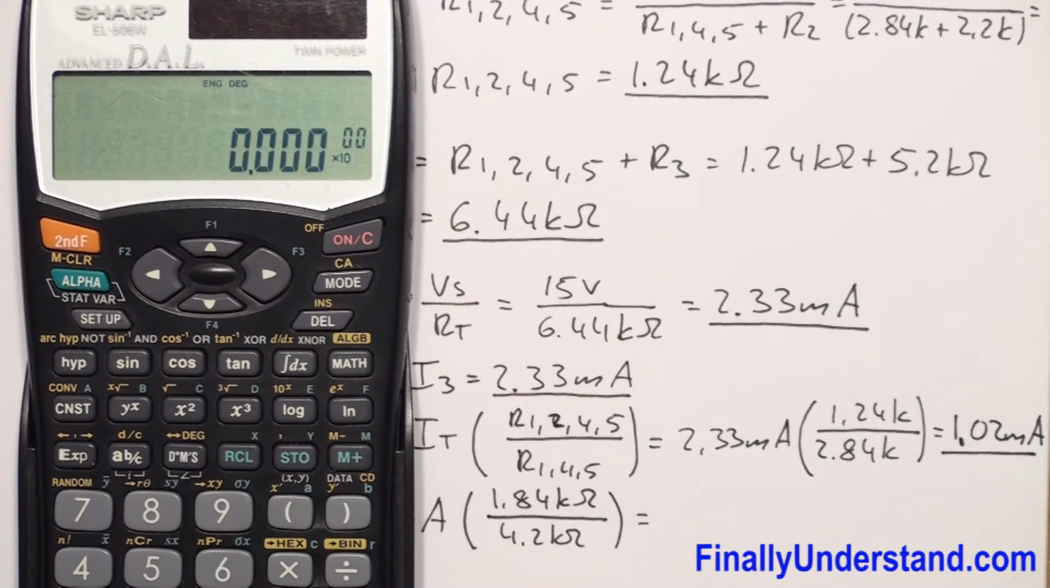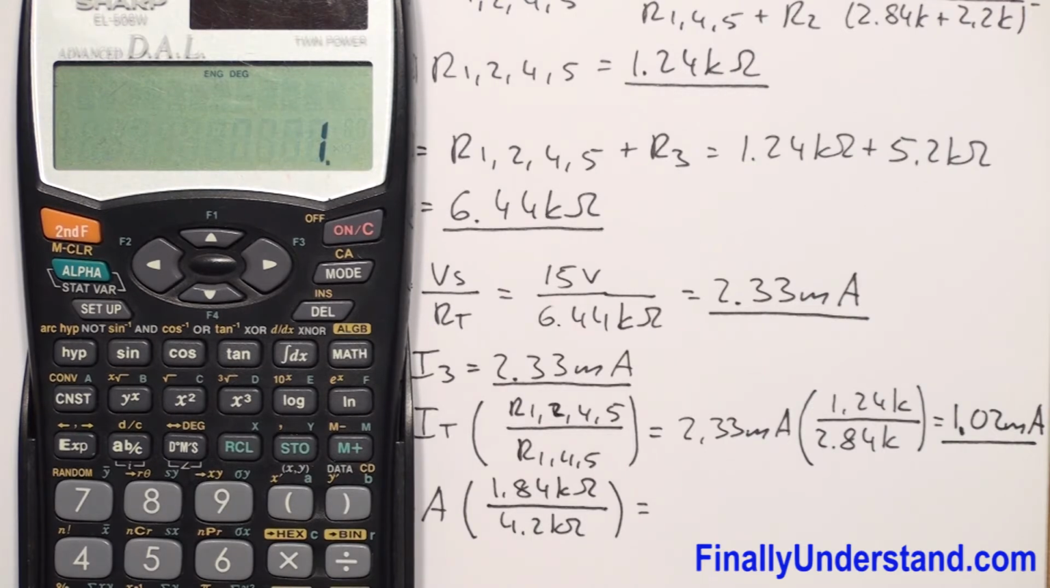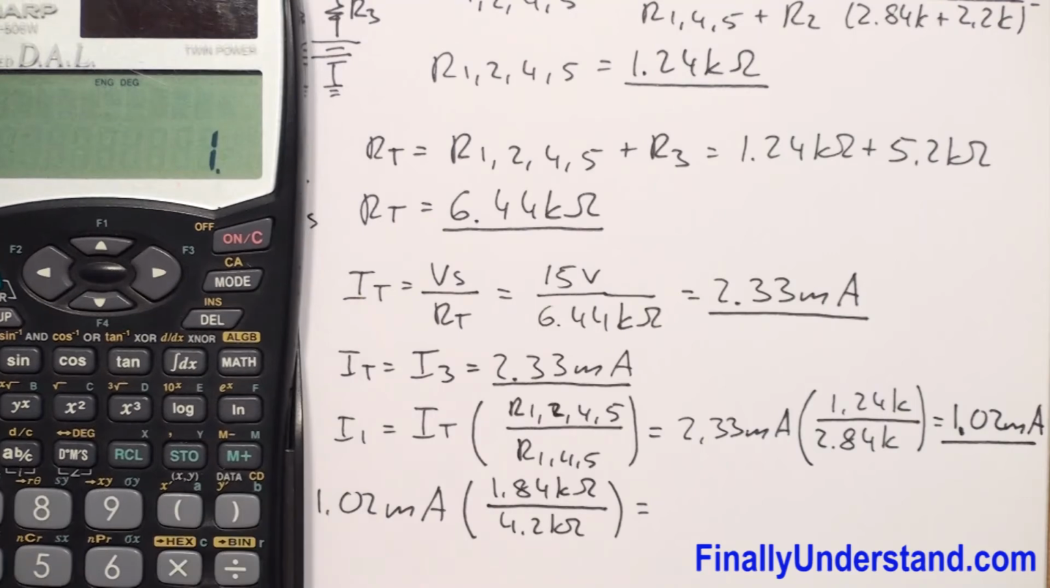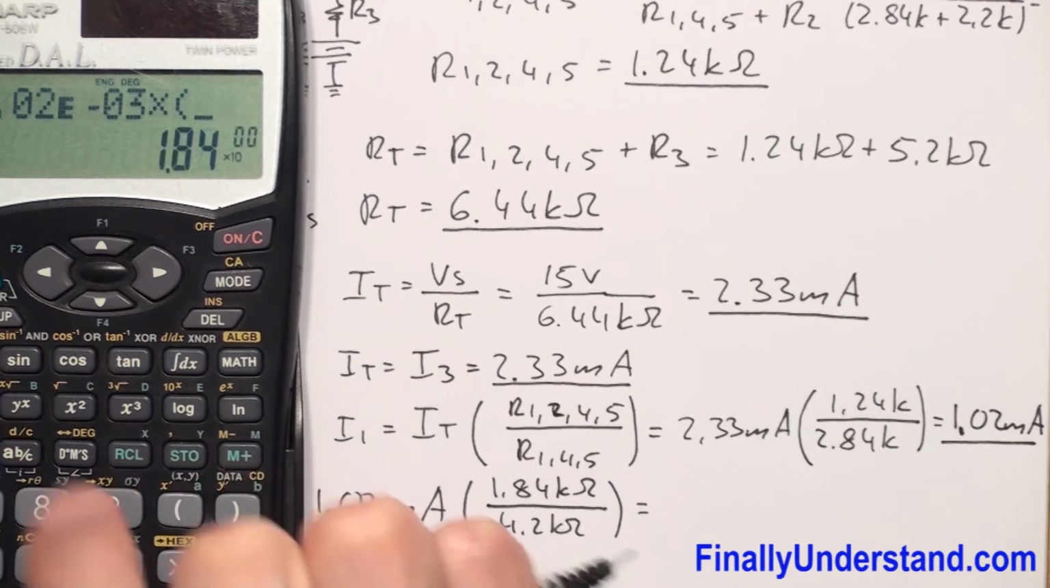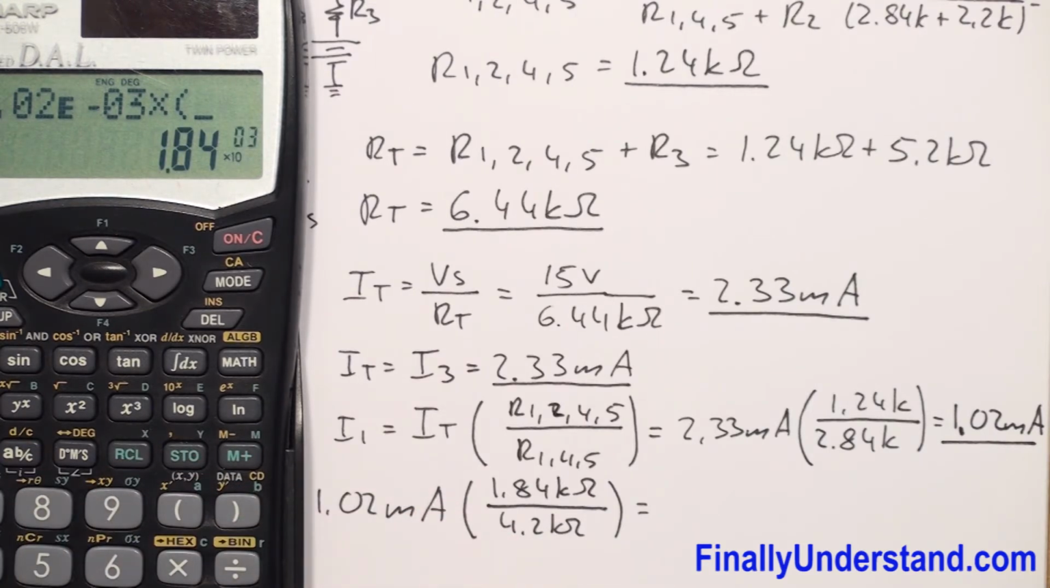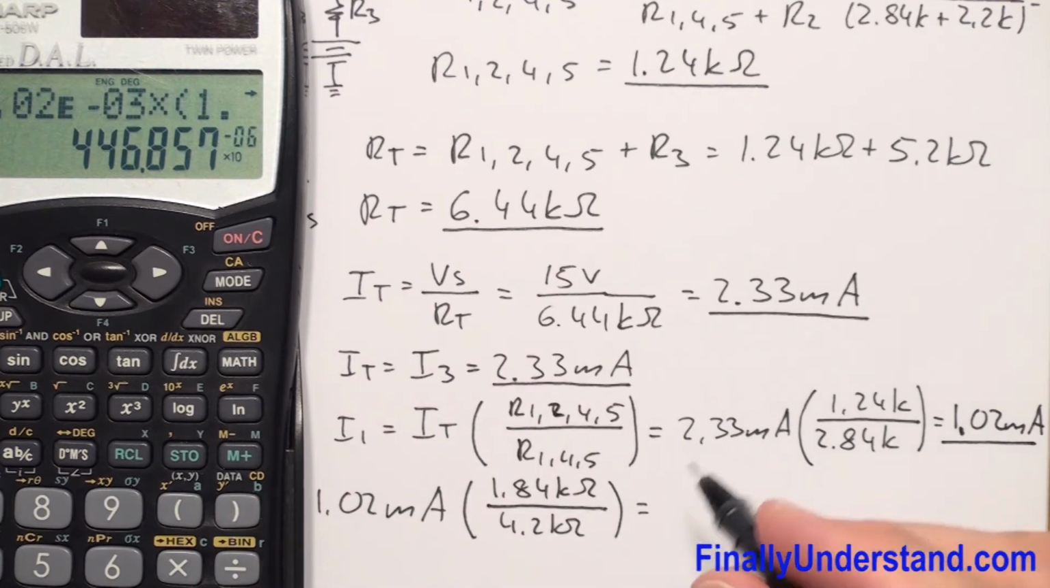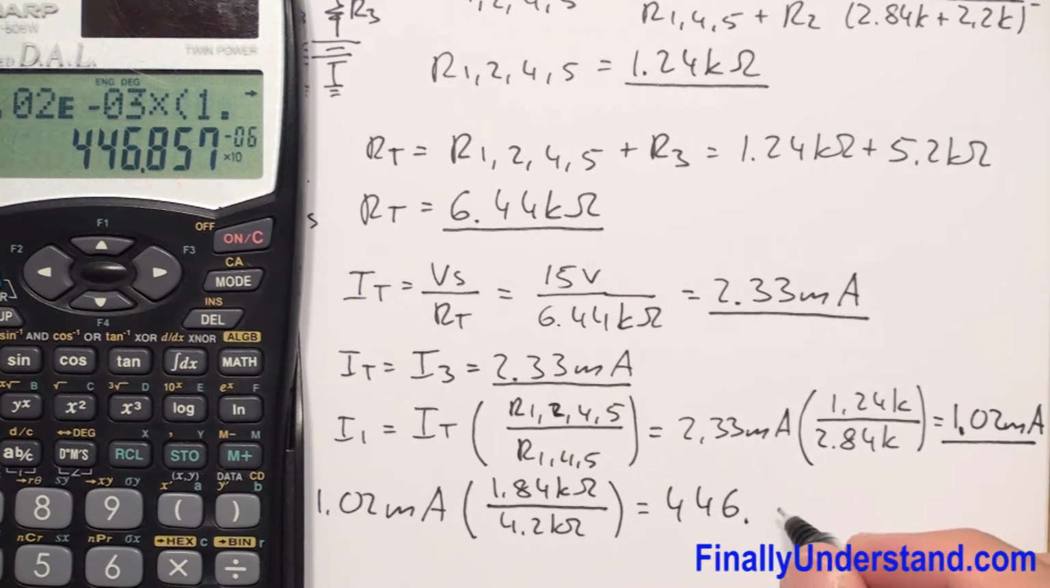okay, we're going to use the calculator. We have 1.02 × 10⁻³ times open parenthesis 1.84 × 10³ divided by 4.2 × 10³ close parenthesis. This is equal to 446.85 microamps.